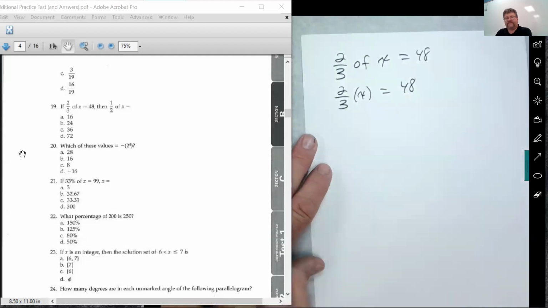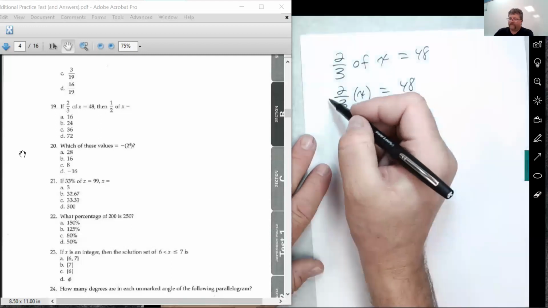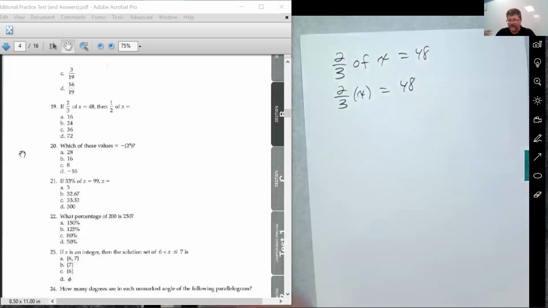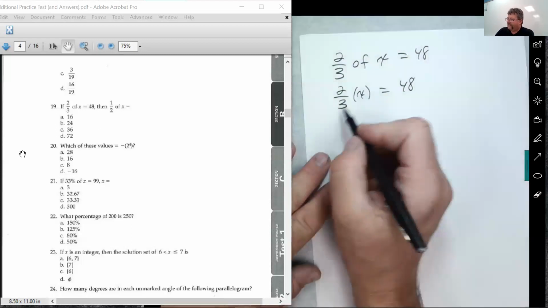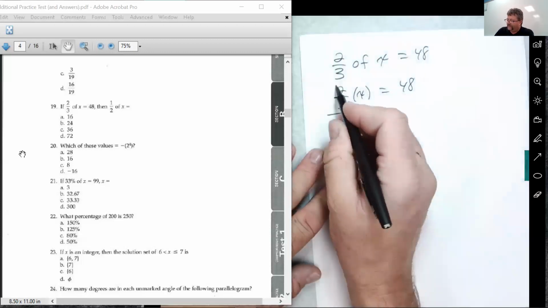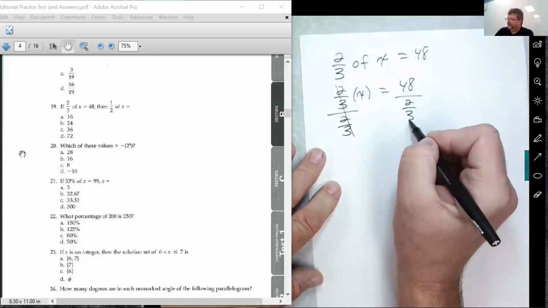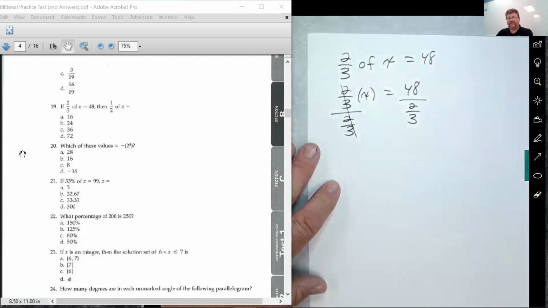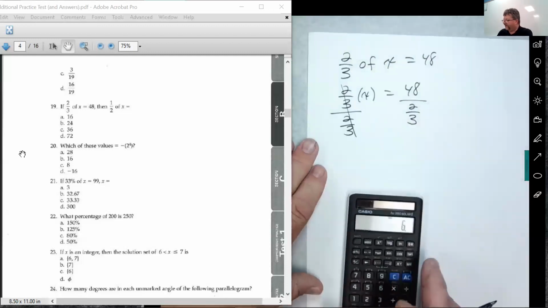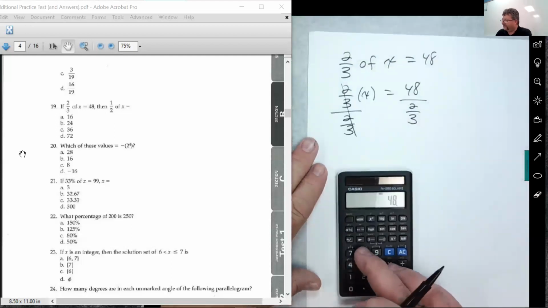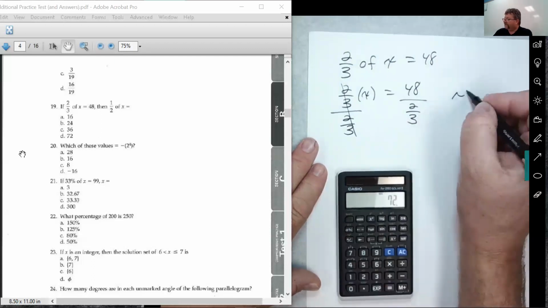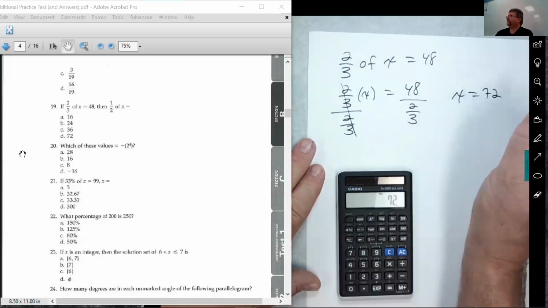Okay. When I was solving these problems in the video, I said when we have a fractional coefficient, we can multiply by the reciprocal, blah, blah, blah. Again, if you want to just think of it this way, you can. That's 48 divided by 2/3, right? With the calculator, 48 divided by 2, fraction button 3, equals 72. So x equals 72, but that wasn't the question, right?